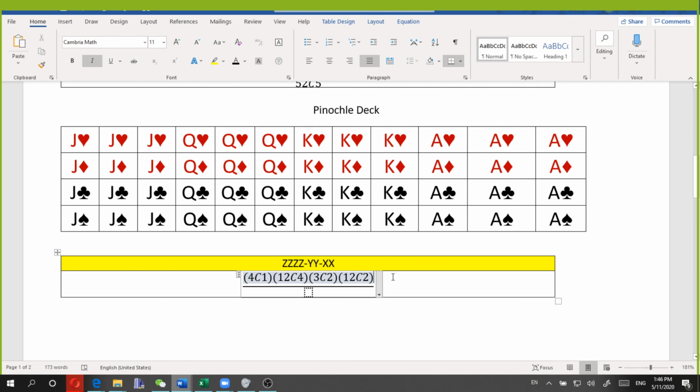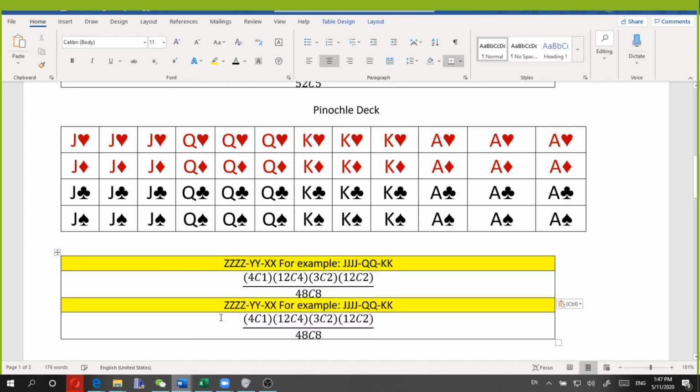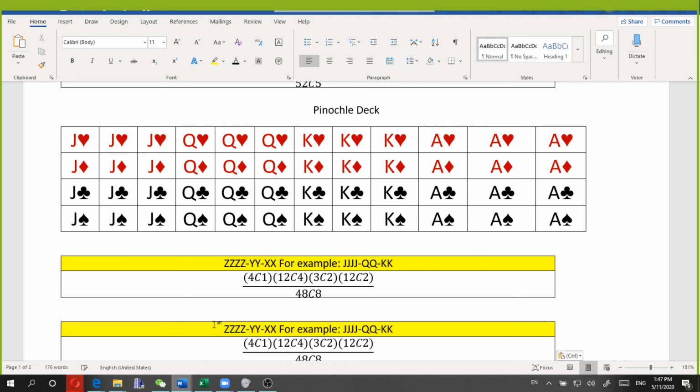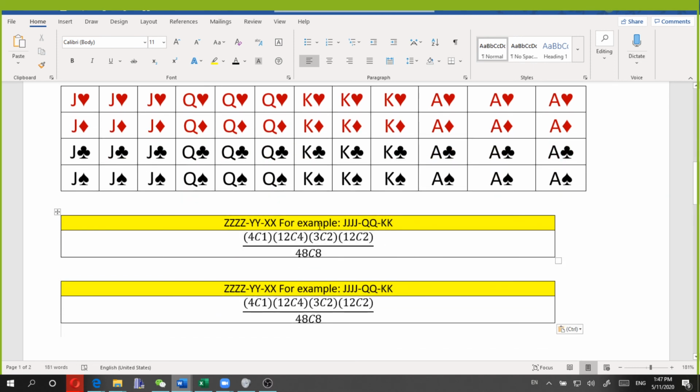Okay, so for instance, this could be Jack, Jack, Jack, Jack, Queen, Queen, King, King, for an 8 card hand. What should go on bottom this time? 48. See what? 8, because we pulled 8 cards total. Okay. Appreciate that. That was a little bit hard to follow with me bouncing around and changing the problem on you, but thank you.